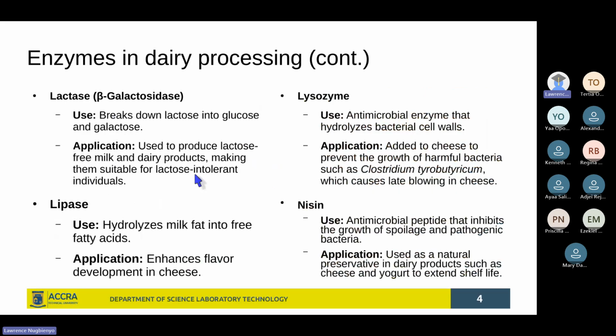Now we have other enzymes that are also used in the dairy industry. For instance, we have the lactase, or sometimes you have the beta galactosidase. Of course, again, you see why I said you should revise those things we did. Quickly, when you see the name, you know what it does.